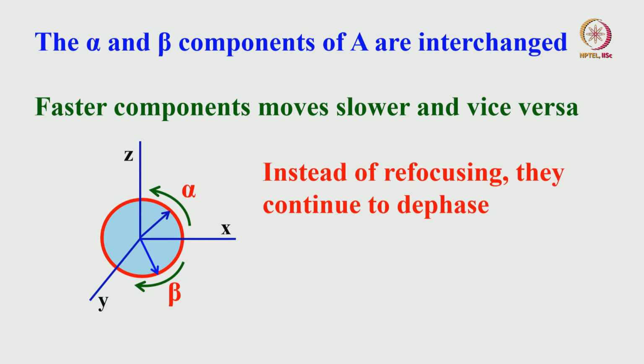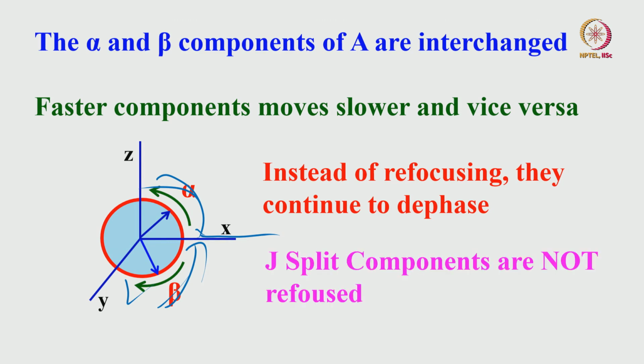They won't refocus now. Earlier, what happened in the case of only chemical shift? After the 180 pulse they started moving backwards like this, and then refocused along the x-axis. But now, because of J coupling, they started moving in the opposite direction like this. So the fast and slow moving components exchanged. There is no question of refocusing. Continuous dephasing goes on. So that means J splittings in the homonuclear case are not refocused in a spin echo.